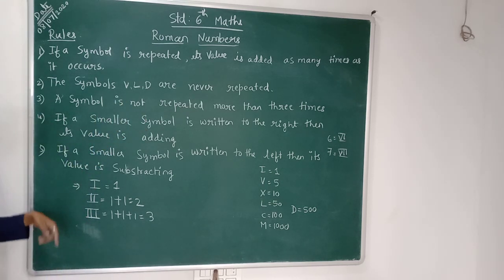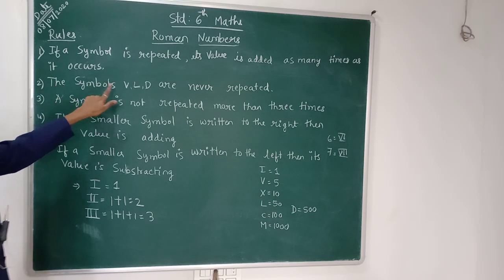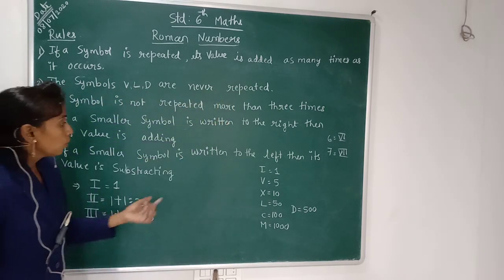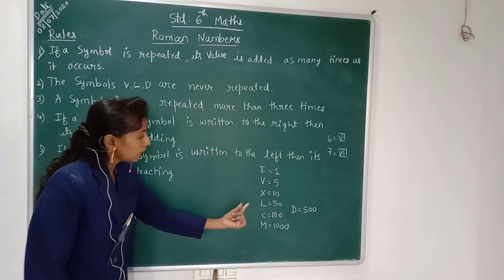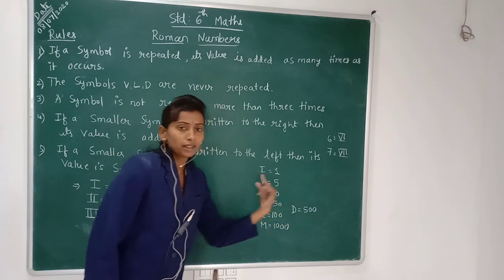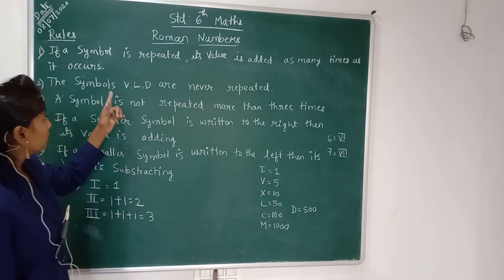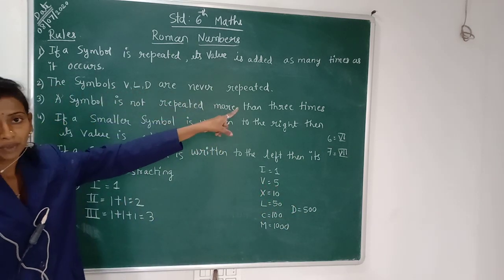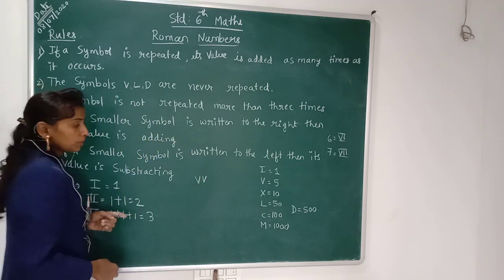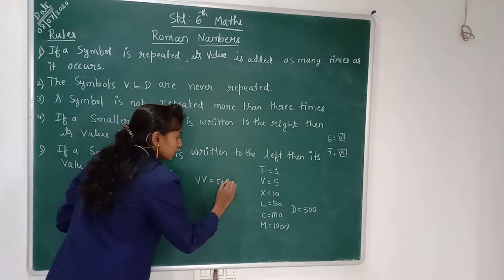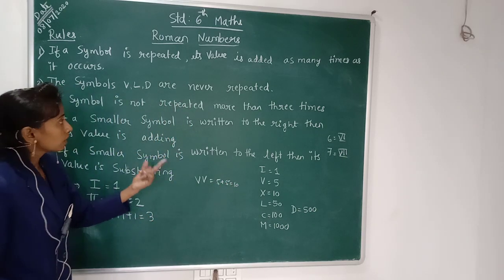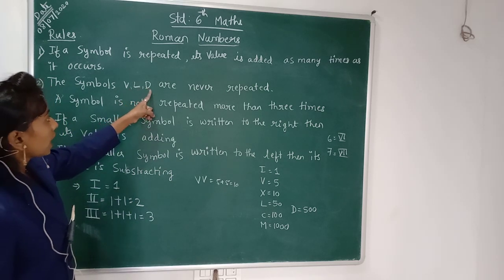The symbols V, L, D are never repeated. V means 5, L means 50, and D means 500. These three symbols are never repeated. That means we do not write VV, which would mean 5 plus 5. We do not write like this. We are not repeating V, L and D.